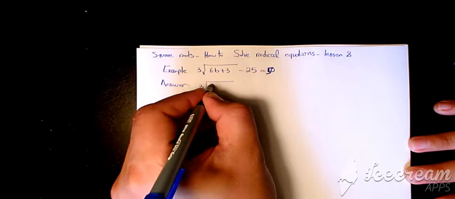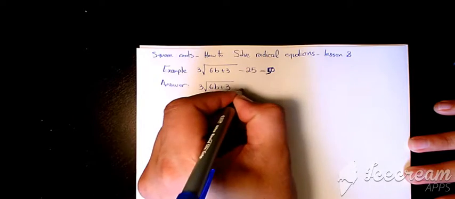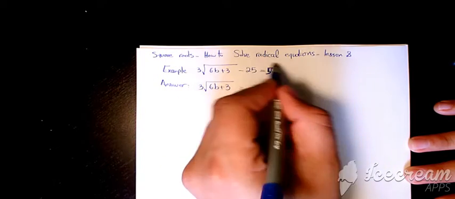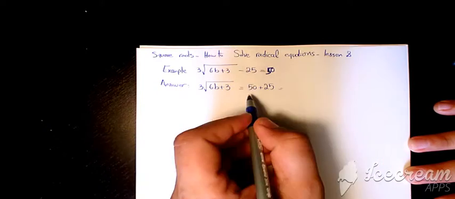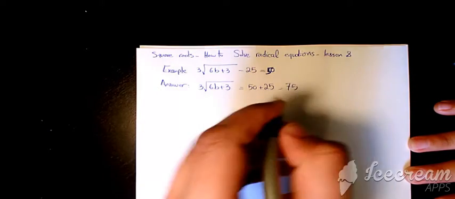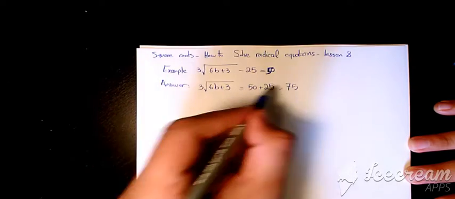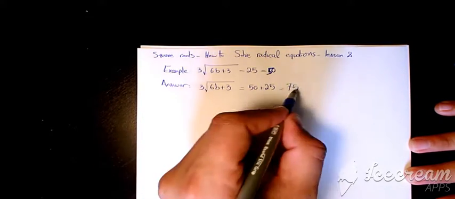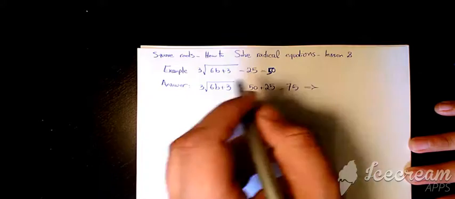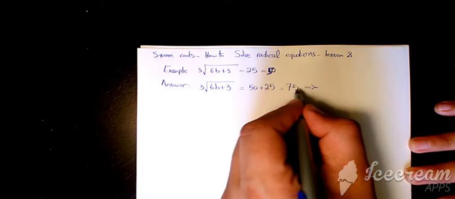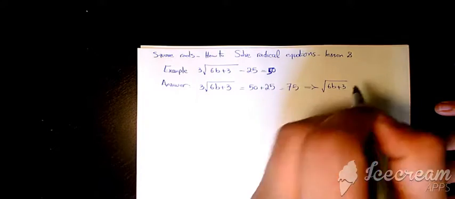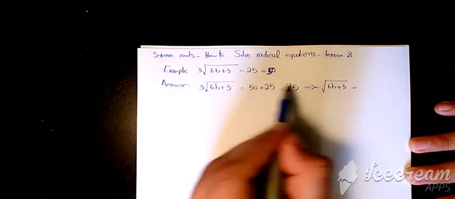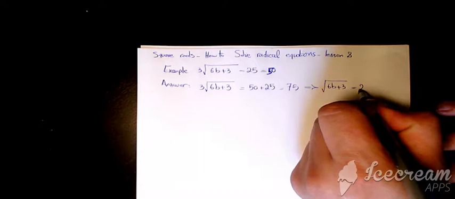3 root (6b plus 3). I moved negative 25 to the right hand side. It will be 50 plus 25, which will be 75. And then I divide both sides by 3. So when you divide both sides by 3, the left hand side will be root (6b plus 3). The right hand side becomes 75 divided by 3, which is 25.